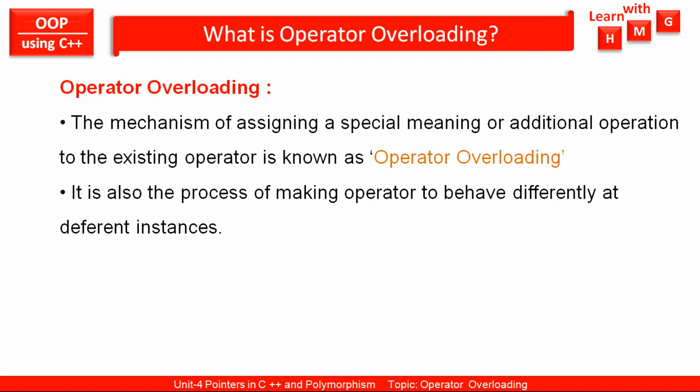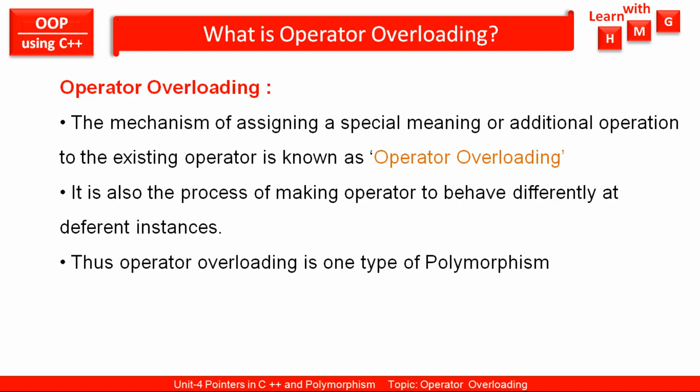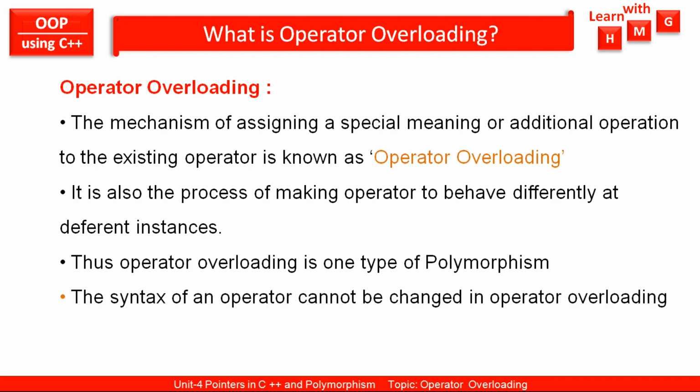So at one instance the operator will perform one operation, at another instance the operator will perform operations on other operands, and like this the behavior may be different at different instances, and thus operator overloading is one type of polymorphism. That is, it behaves differently at different instances. But while overloading the operator, one thing is not changed, that is the syntax. The syntax of an operator cannot be changed in operator overloading.